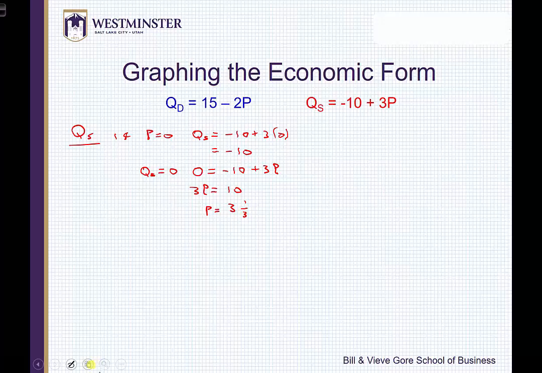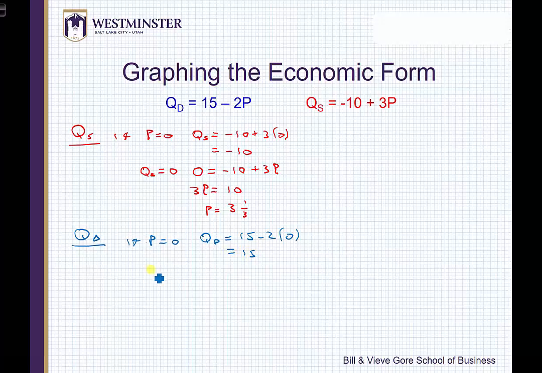If I'm looking then instead at QD, so finding the intercepts, because that's what I'm looking for right now, if p is equal to 0, then I have QD is equal to 15 minus 2 times 0, using the QD is equal to 15 minus 2p, or it's equal to 15.